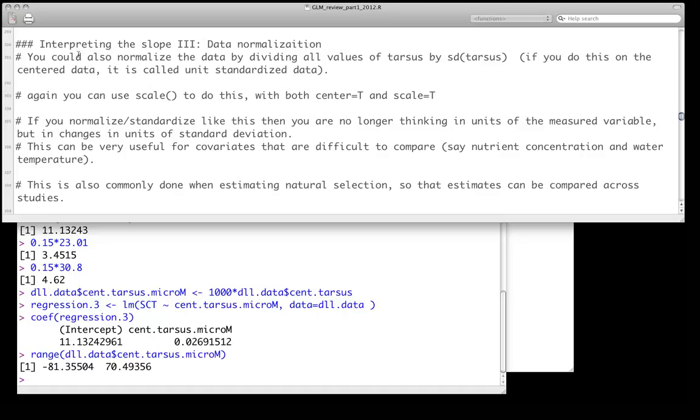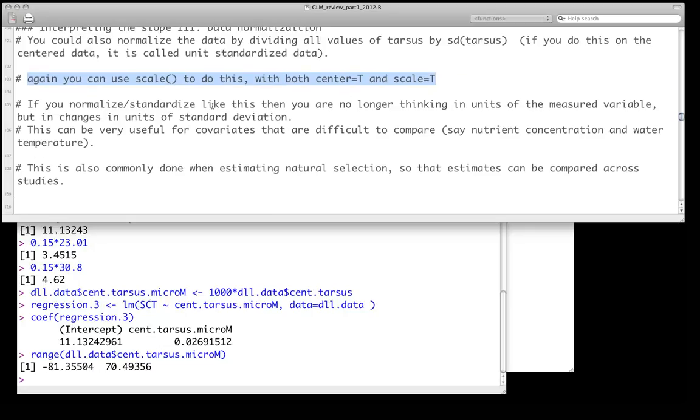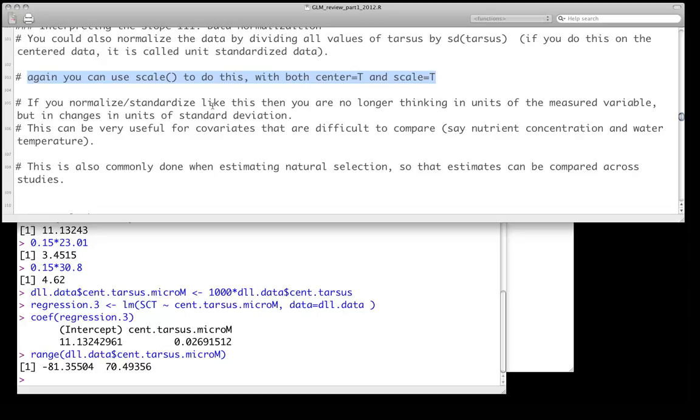So, like I say here, you normalize the data by dividing all values of, say, tarsus by the standard deviation of tarsus. And if you do it on centered data, it's called unit standardized data. You can also use the scale function to do this. You just have to specify center equals true and scale equals true, which is actually the default, so you don't have to do it. The issue here, though, if you normalize, well, before I say the issue, the reason we do this is this allows us to compare all of the different variables.